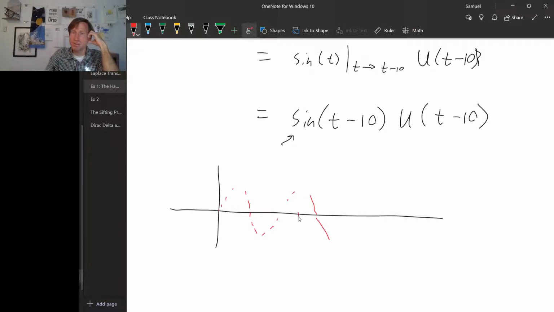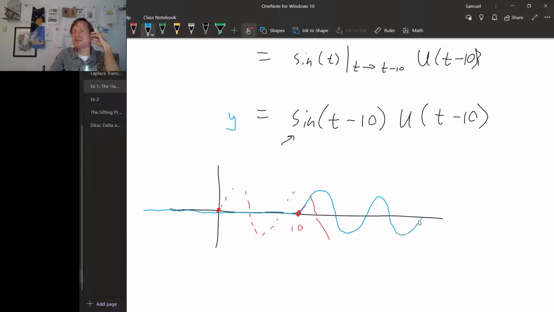But it's being shifted by 10. So over here at t equals 10, that's where this, first starting at 0 and then increasing, gets shifted over to 10. Also, because the step function is 0 to the left of 10, our graph of this solution y is 0 until we reach 10, and then it follows this sine curve.